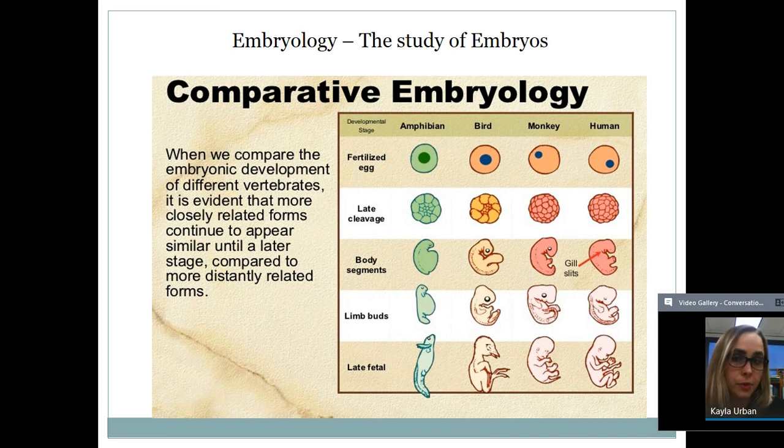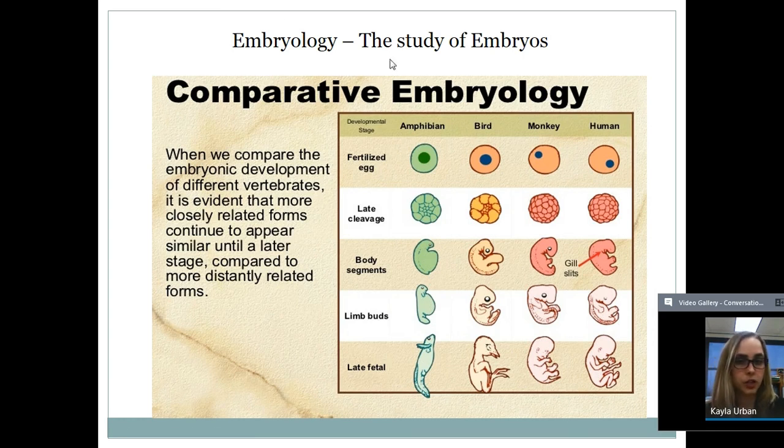Embryology is the study of embryos. And when we compare embryonic development of different vertebrates, it is evident that the more closely related forms continue to appear similar until later stage compared to the more distantly related forms. So the more closely related they are, the more they look alike as they're developing. So everything starts off as a fertilized egg here, all the embryos, and they all look very similar. If you just had a bunch of different types of fertilized eggs, it would be very hard to tell them apart.